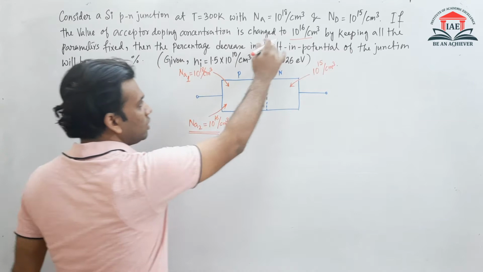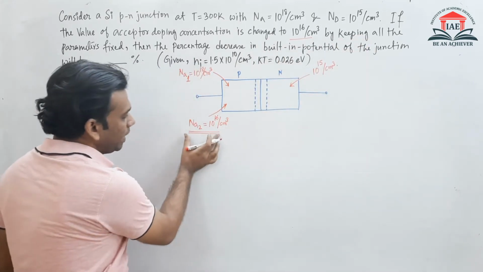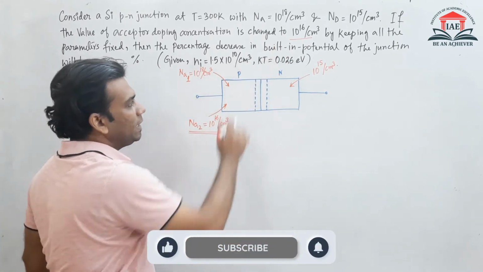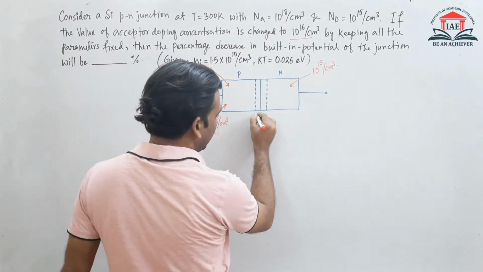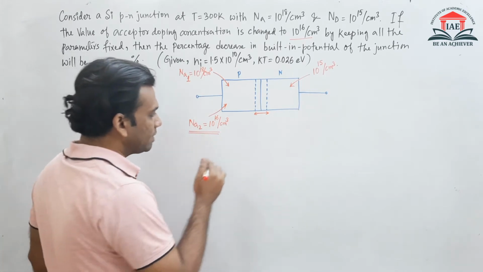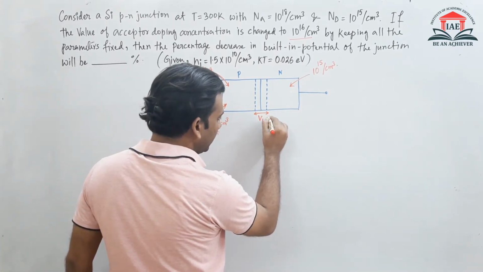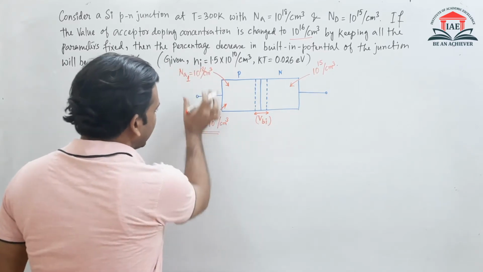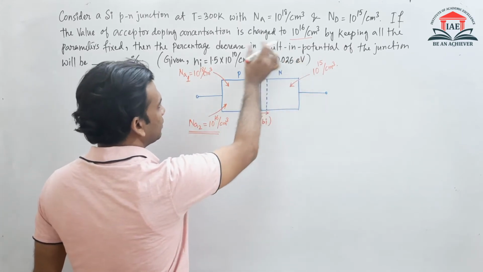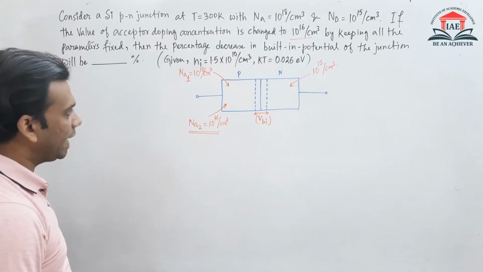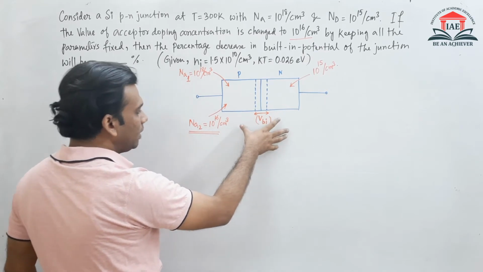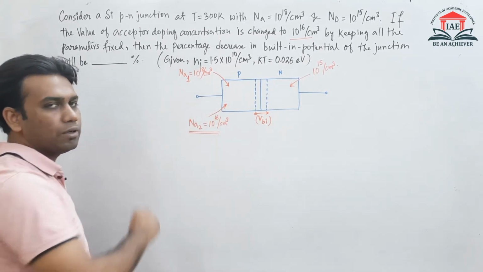Then the percentage change in the built-in potential. After I change the acceptor doping concentration, what will my built-in potential be? Where does the built-in potential exist? The built-in potential exists inside the depletion region, and we call it VBI. For this change in the acceptor doping concentration, by what percentage will VBI decrease? That I have to find. So we need to find the percentage change in the VBI due to this change in the acceptor doping concentration.